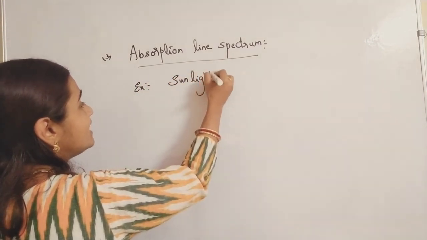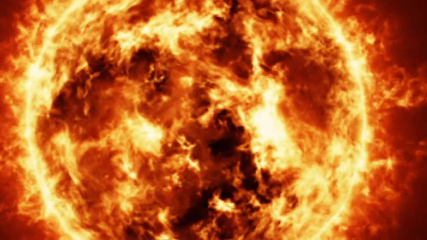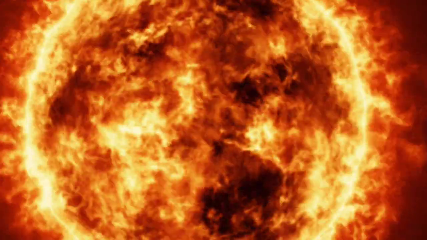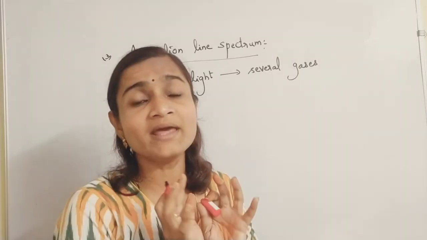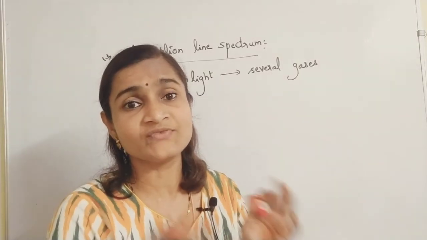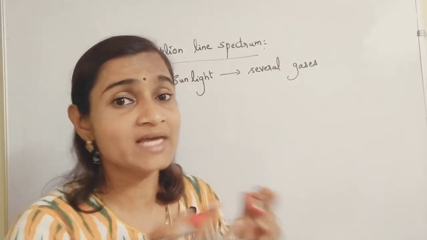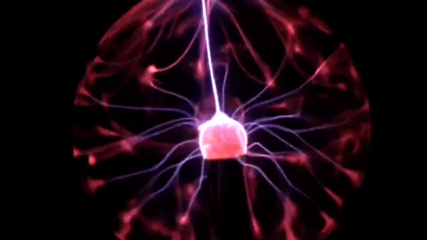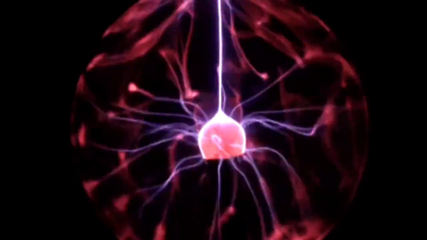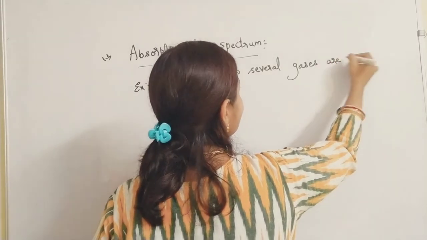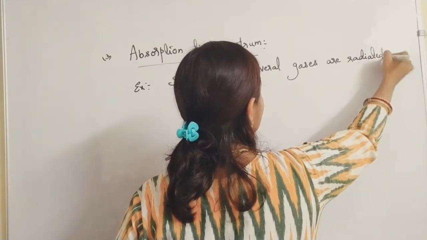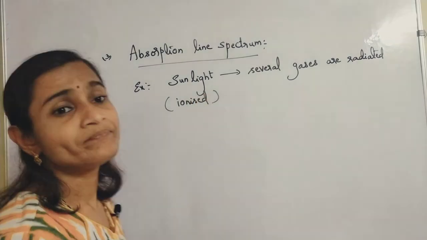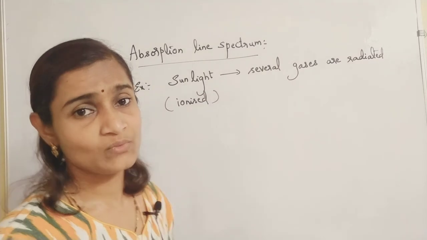Sunlight is made up of what? Several gases, like hydrogen and helium, surrounded by cool gaseous vapors. This you can also call the ionized state, or in other words the plasma state, the ionized gaseous state. Several gases are heated up and radiated, or in other words ionized. They are in an ionized condition.